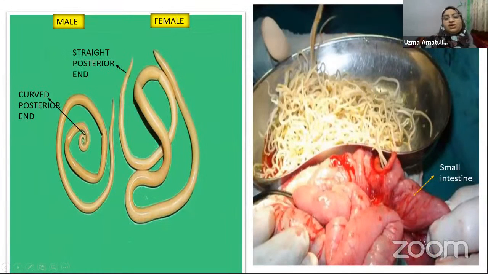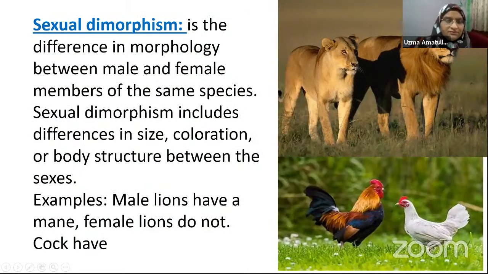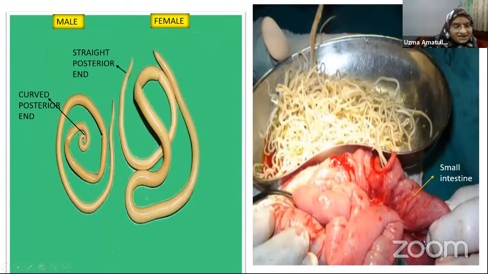Now, you can see the difference between male and female, how the male and female are different. The males are small in size. This is the male worm, which is small in size, and the females are longer in size. Males are shorter, females are longer.